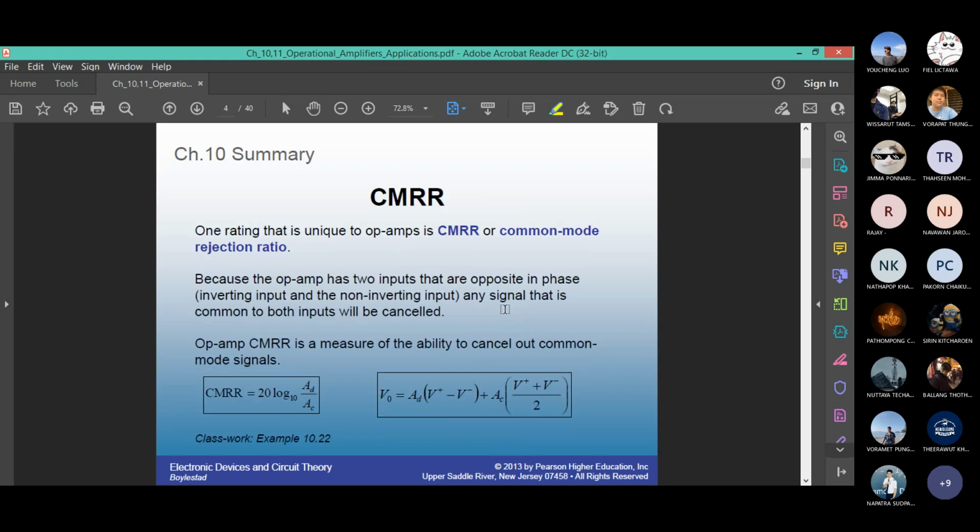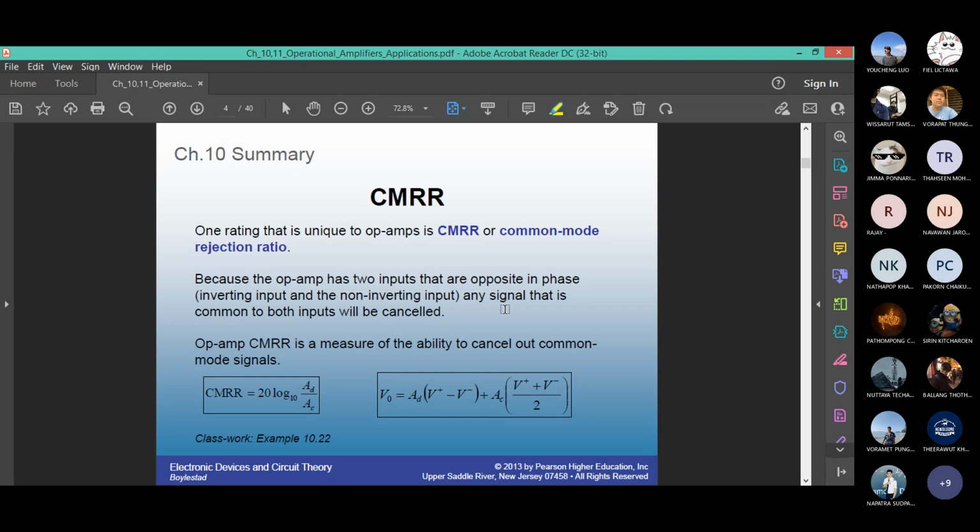This is the one I was talking about, CMRR, common mode rejection ratio. So far, we have known that the op amp has two inputs, which are opposed phase. So inverting is minus, non-inverting is plus. If you have a signal that is common to both inputs, because of this opposing phase, 180-degree opposition, it will be cancelled out. Common mode rejection ratio is the ability to cancel out common mode signals.